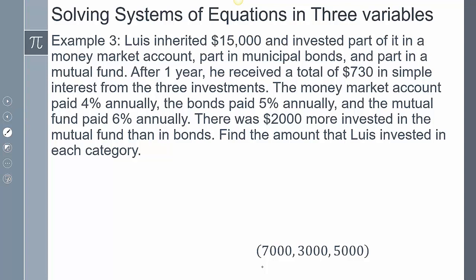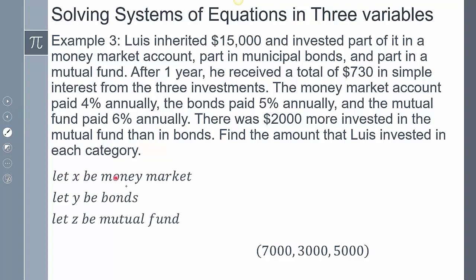What we have to do is start taking this information, contextually putting it together, and start trying to create some equations here. To make it easy, I'm going to let x be the money market, y be the bonds, and z be the mutual fund, so I don't have to write all that out. The first equation: 15,000 is invested part in money market, municipal bonds, and mutual fund, which means x plus y plus z equals 15,000. If you add it all together, you get 15,000.